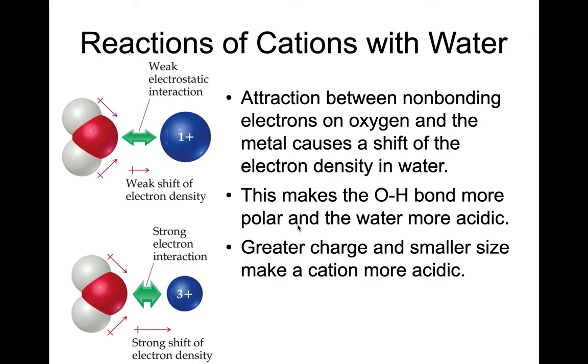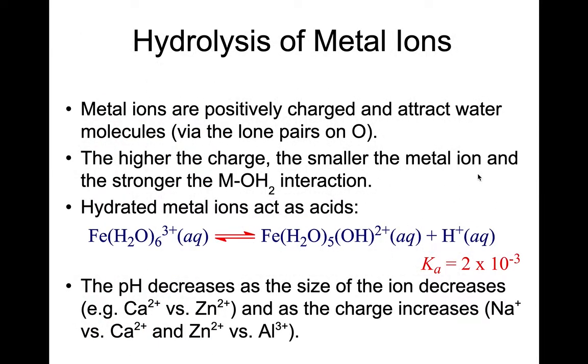So our general rules here, cations tend to make the water more acidic, and this effect is greater for cations with a larger charge and smaller size. Here's a couple other rules. So again, metal ions, or cations, tend to be positively charged, and so they will attract the water molecules because of the lone pairs on the oxygen. The higher the charge is, the smaller the metal ion is, and the stronger this pull can be.